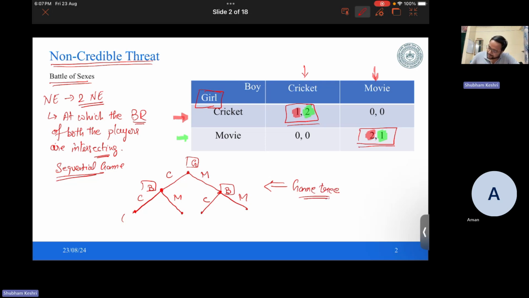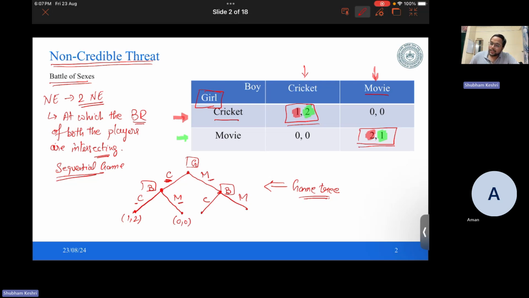Now we'll write the utility. You see, the first girl is playing cricket, boy is playing cricket. So the utility is 1, 2. All right. When the girl is playing cricket and the boy is playing movie, the utility is 0, 0.